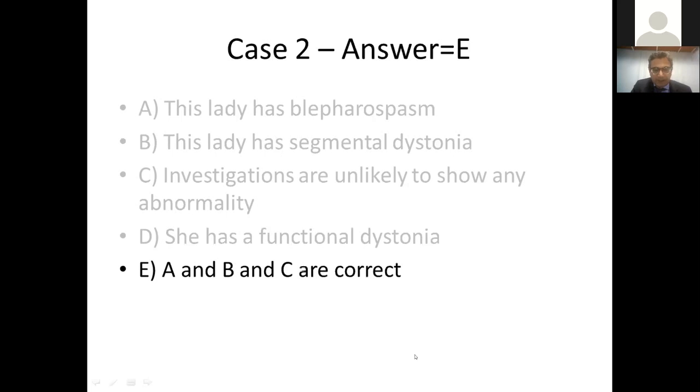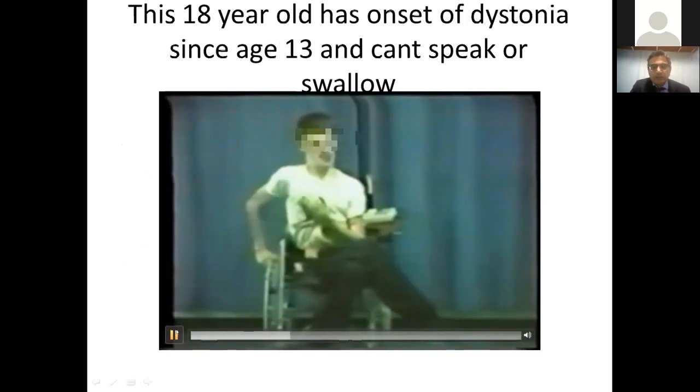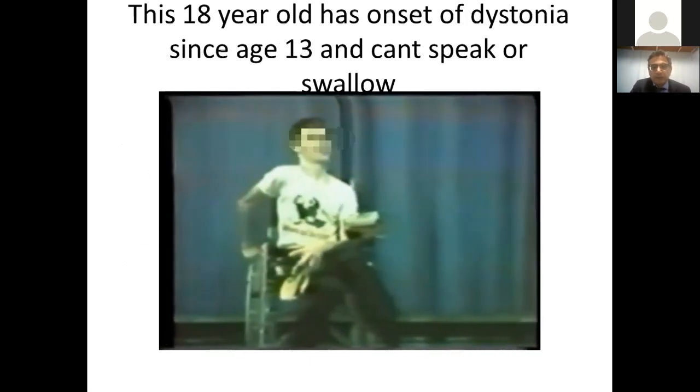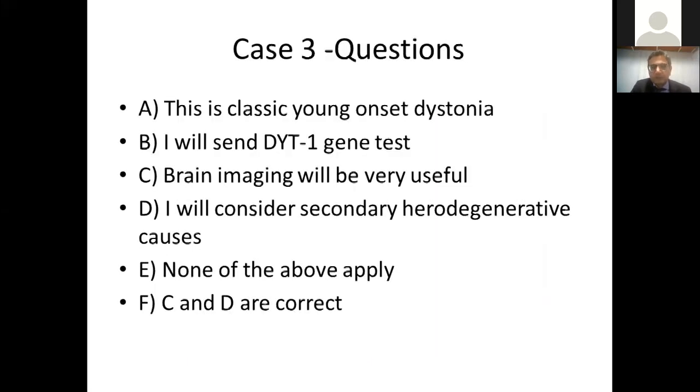So again, I can't seem to move on. I'm not sure why this is. Okay, here we go. So this is an 18-year-old. He has onset of dystonia since the age of 13, and he can't speak and he can't swallow. And that's very brief. And you have to be like Sherlock Holmes. You also have to notice one more thing there. Okay, I will show the next question.